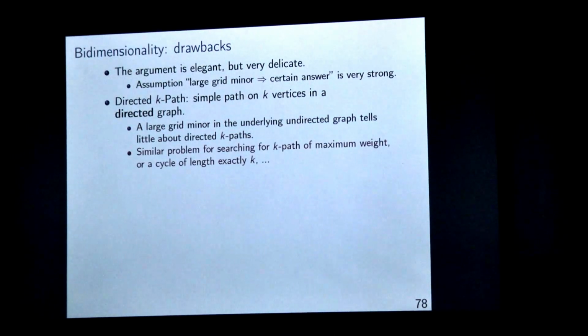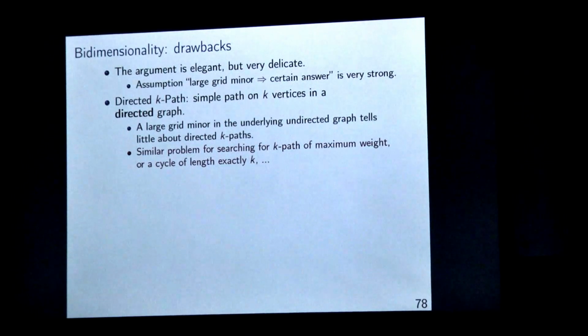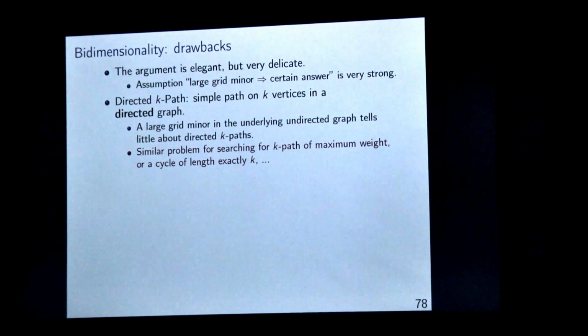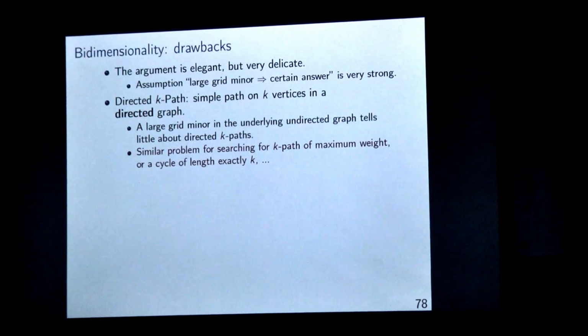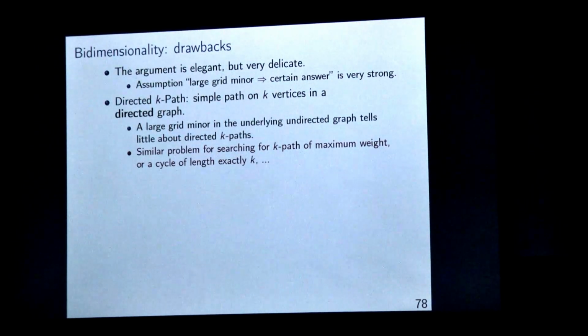Looking for a directed k-path. Okay. So, fine. If I want to find k-paths of maximum weight, if I have a large grid, all I was able to conclude is that it has a path of length at least k. But it may not tell me anything about the length of the maximum weight path. Or what about a cycle of length exactly k? No, it doesn't give me any information.